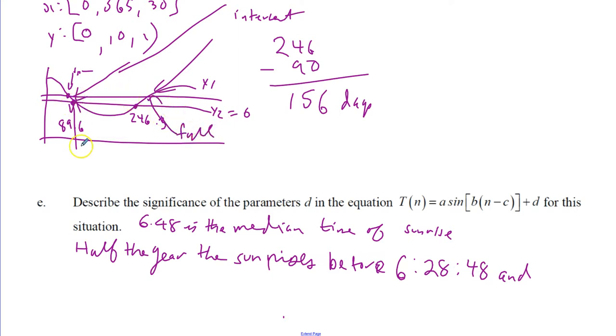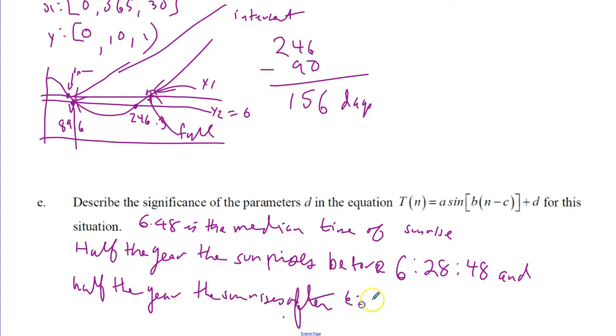So 6 a.m., which is the time we're interested in, is 90 days in. So that's around the end of March. And then fall would be September, and this is 246, whenever that is. And half the year. Half the year. Sun rises ran off the tablet after 6:28:48.